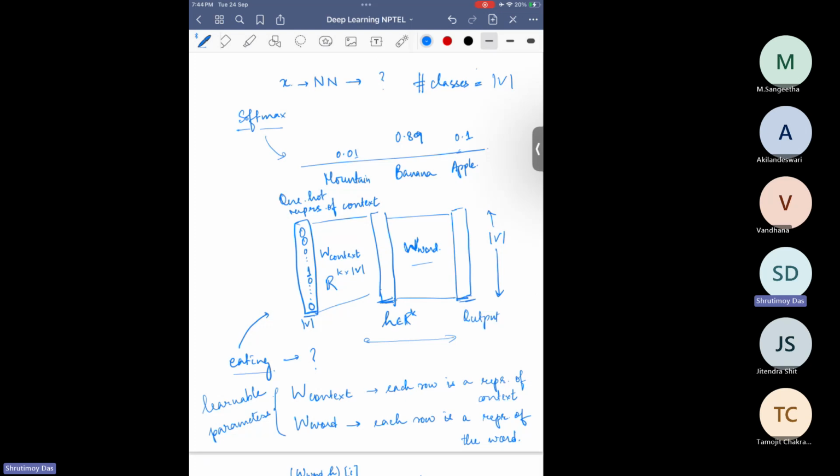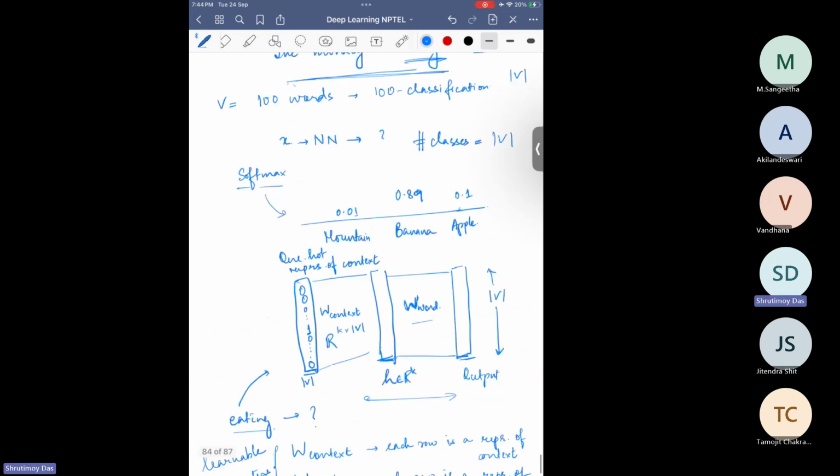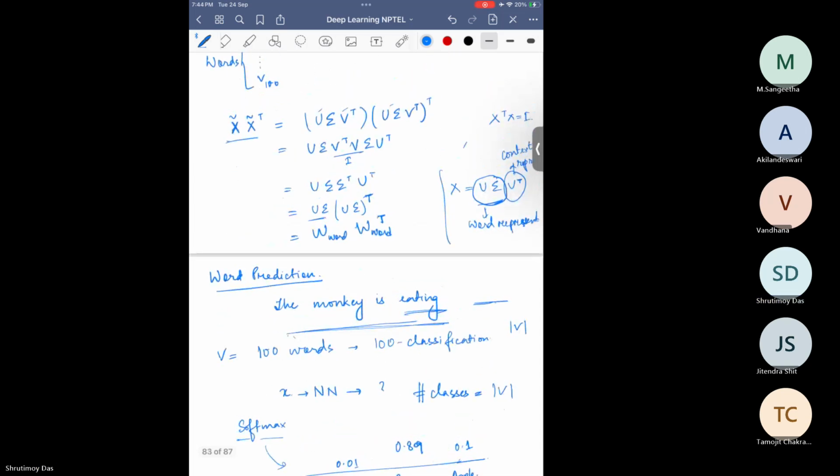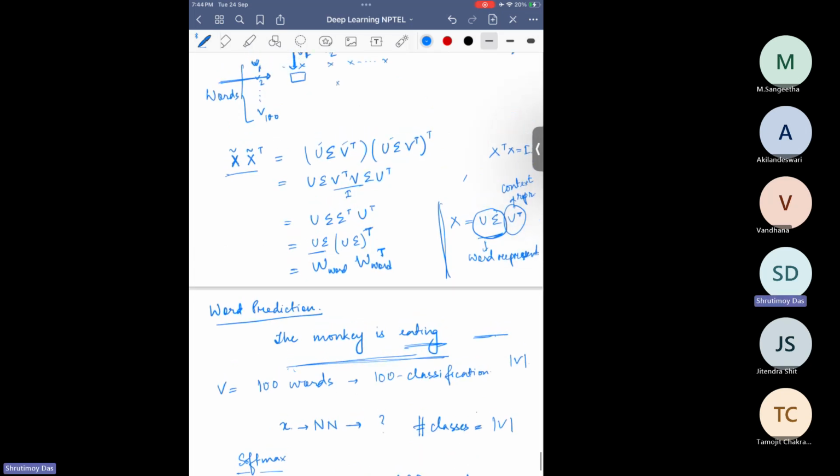When we looked at SVD, it was something similar, right? Given X, we had this U sigma V transpose, and this U sigma was the representation. So this is your W word, and this is your W context that we had.